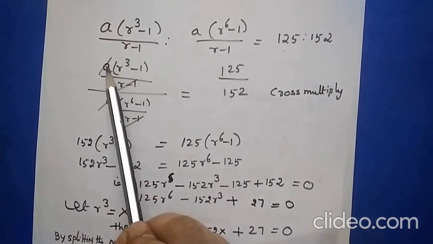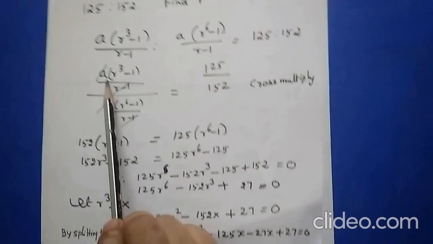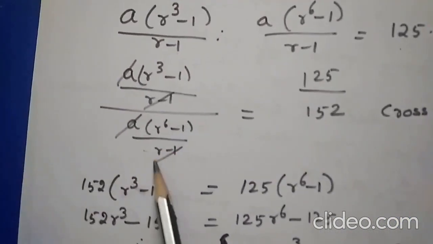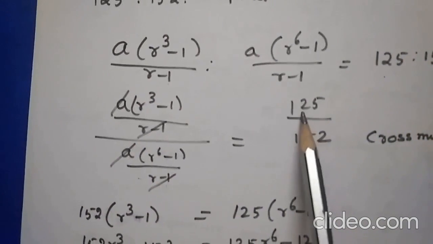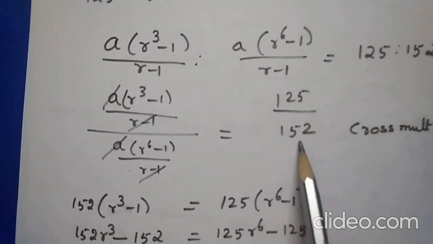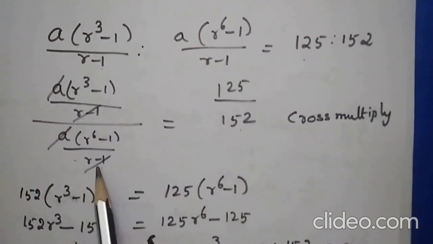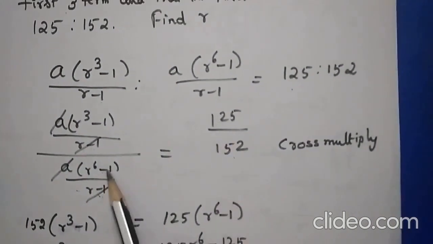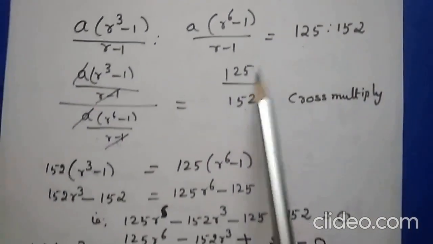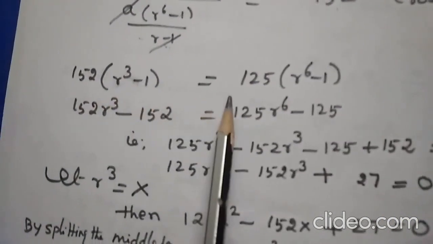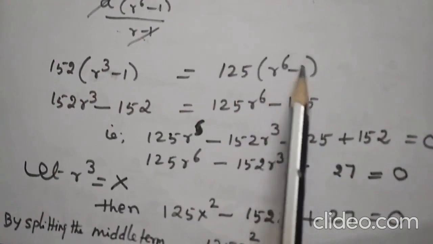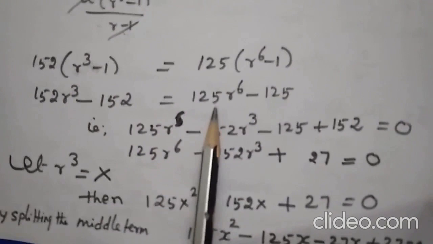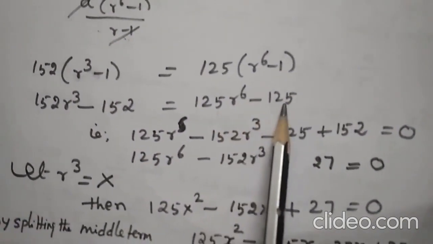152. Now you are taking it in the ratio form, a into r cube minus 1 by r minus 1, a into r power 6 minus 1 by r minus 1 is equal to 125 by 152. Now a cancels, r minus 1 cancels, then cross multiply, 152 will go here and this r to the power of 6 minus 1 will go this side. So 152 into r cube minus 1 is equal to 125 into r to the power of 6 minus 1. Now simplify, 152 r cube minus 152 is equal to 125 r to the power of 6 minus 125.